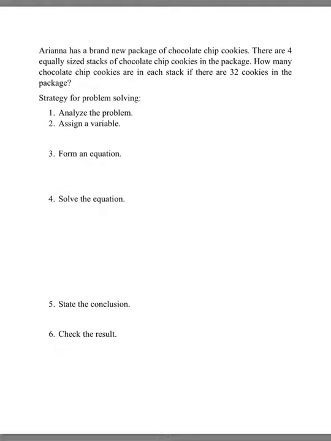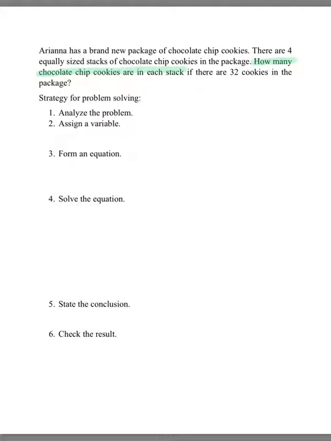So let us begin our strategy for problem solving by analyzing the word problem given. The first thing we want to do is identify what it is exactly that we're being asked to find. In this case, the question is, how many chocolate chip cookies are in each stack? So that's what we want to find. That's what we want to determine.